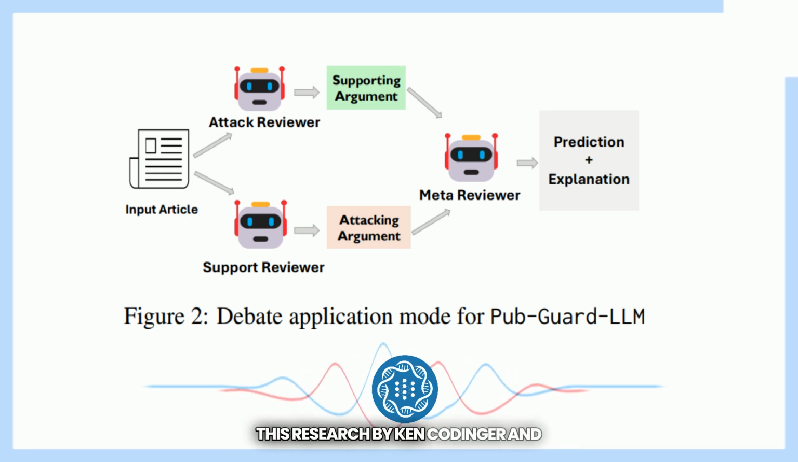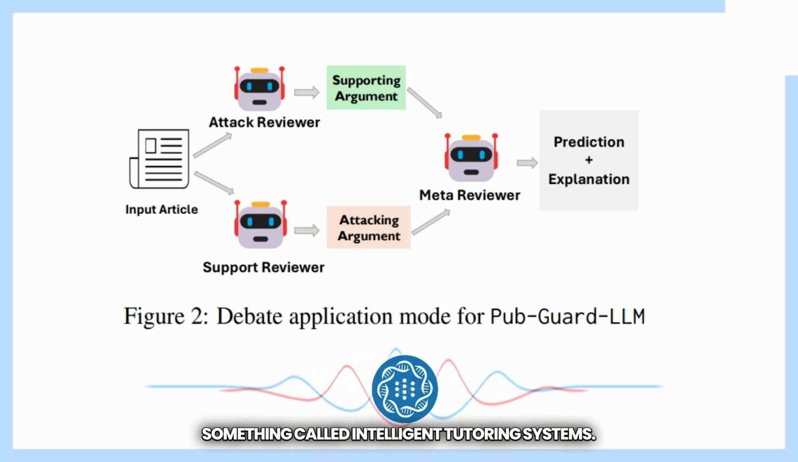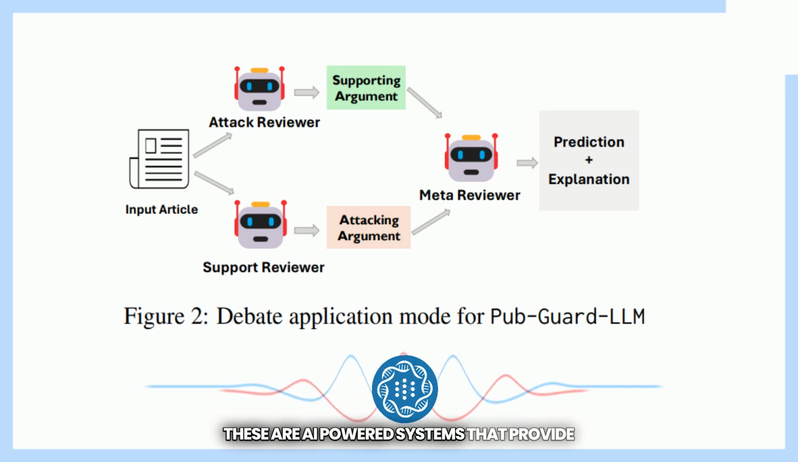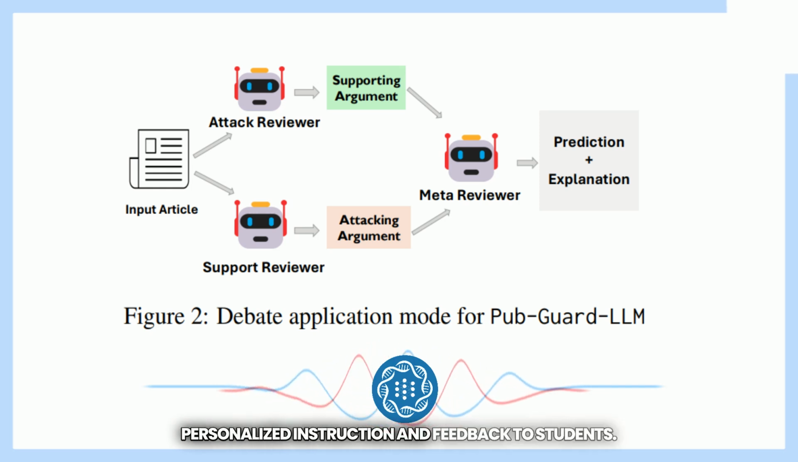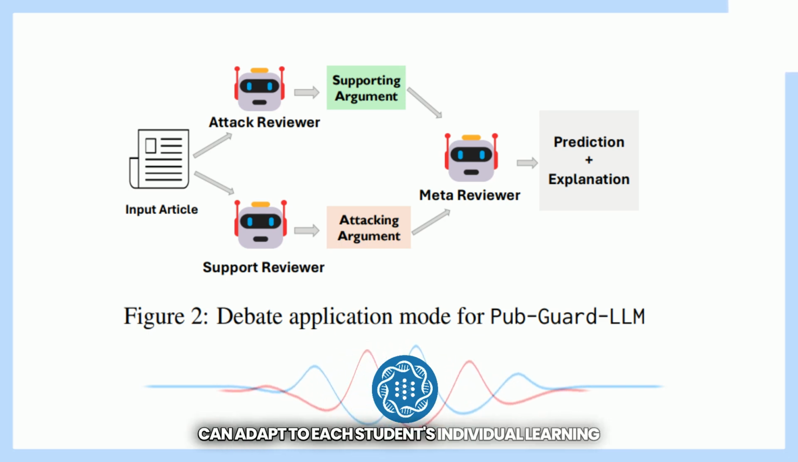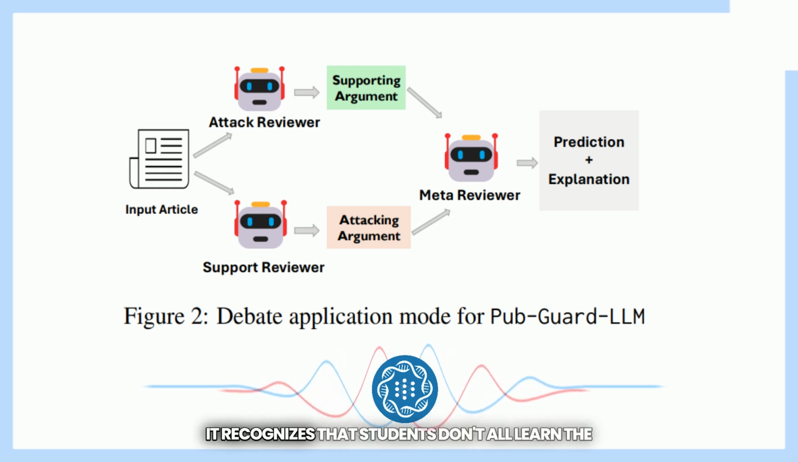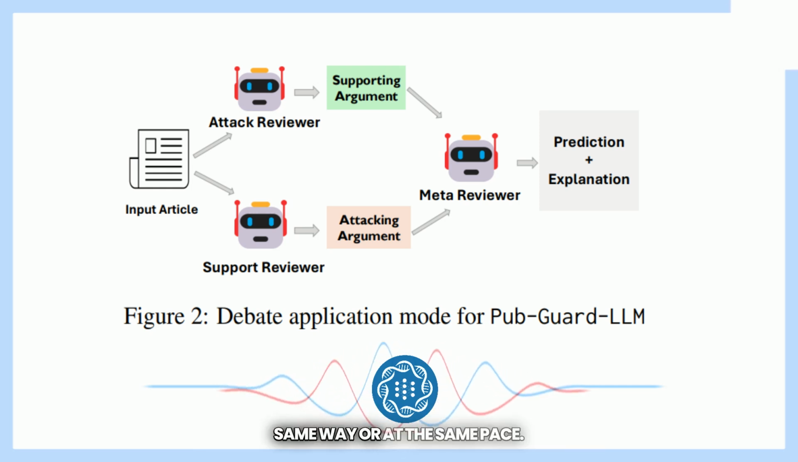This research, by Ken Codinger and his colleagues, explores the use of something called intelligent tutoring systems. These are AI-powered systems that provide personalized instruction and feedback to students. They're kind of like virtual tutors, who can adapt to each student's individual learning style and how quickly they learn. That's a really cool concept. It recognizes that students don't all learn the same way or at the same pace.